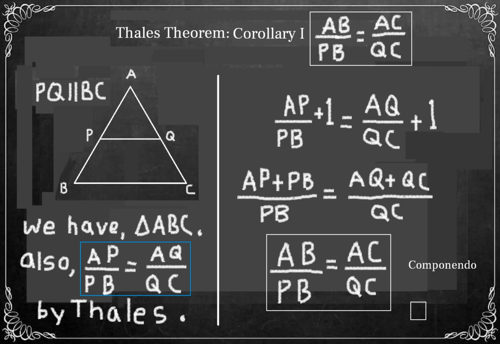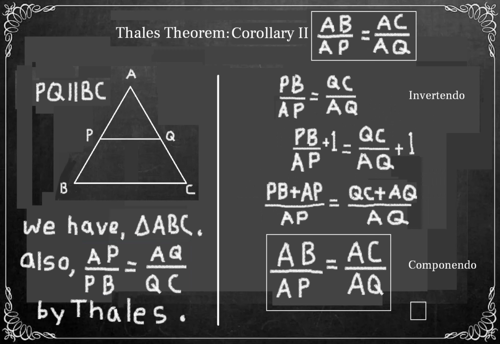Next, in column 2, add 1 to both sides. Then find common denominators. By componendo, we have that AB over PB equals AC over QC. Since the white boxes match, we are done. Nice.